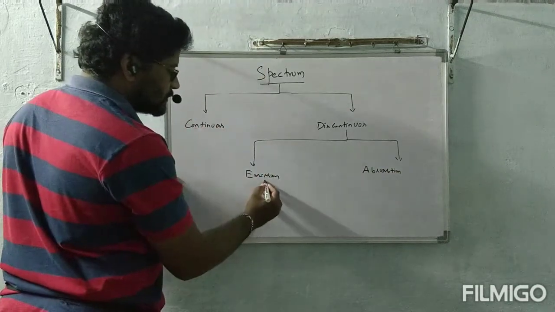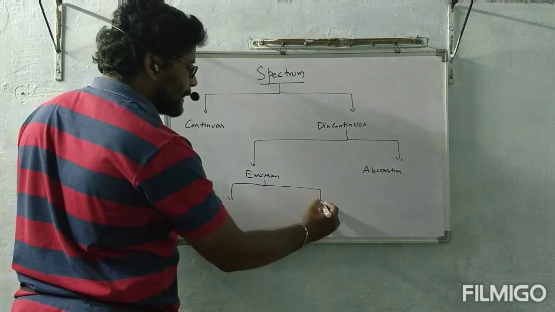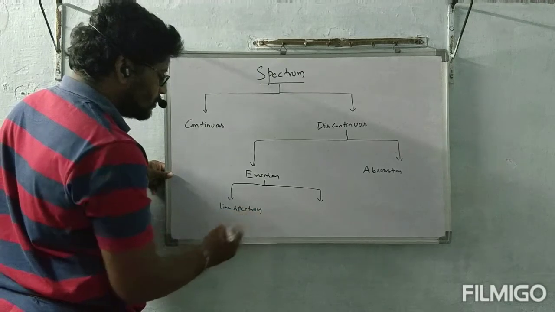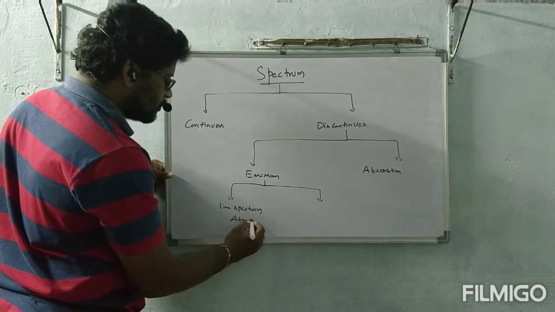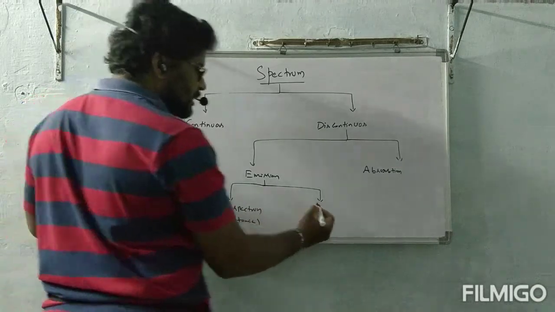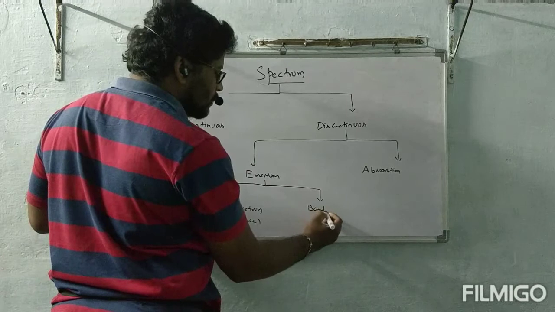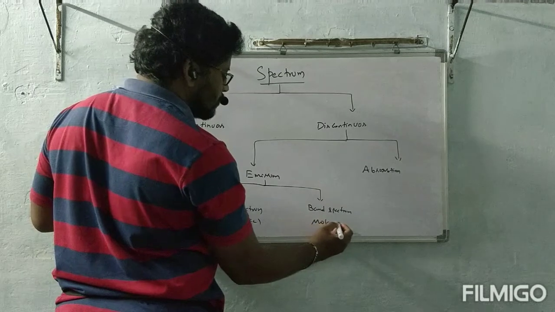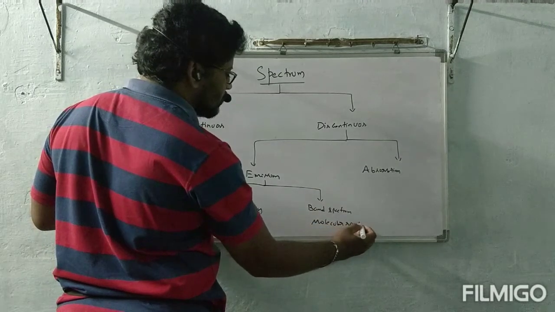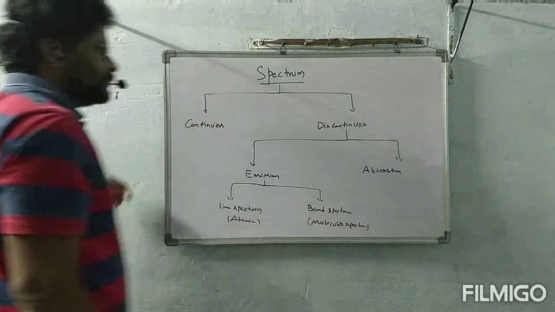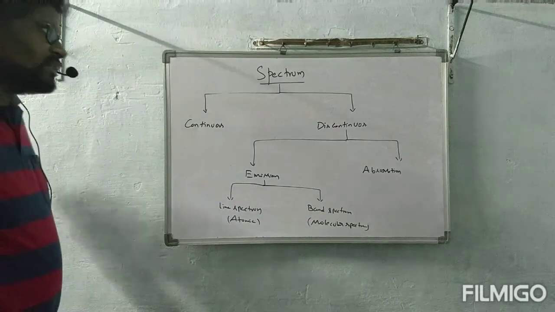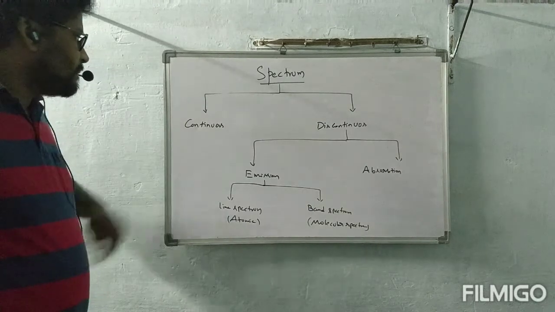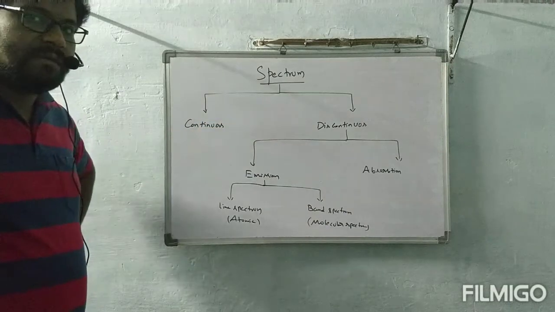Again, under emission, two types are there: line spectrum, which is atomic spectrum, and another one is band spectrum, which is molecular spectrum. This is the correct classification of spectrum. Now we will see the first thing, continuous and discontinuous. We will come to know the difference.